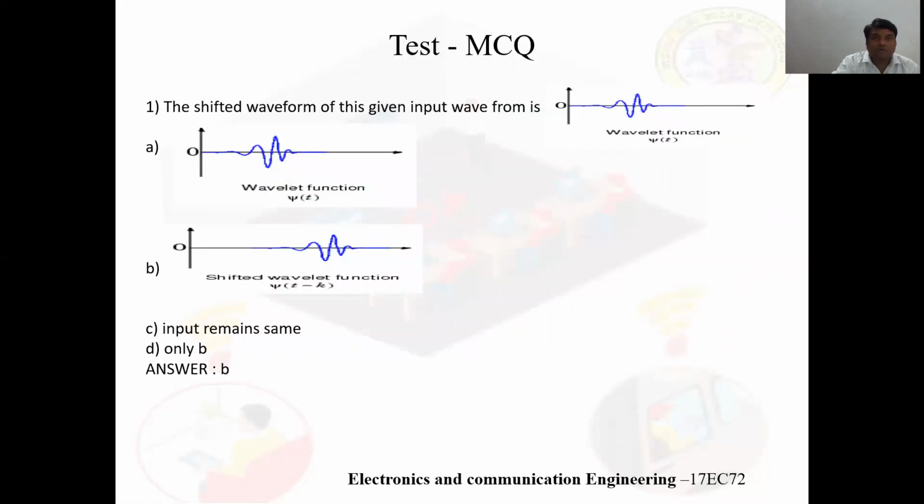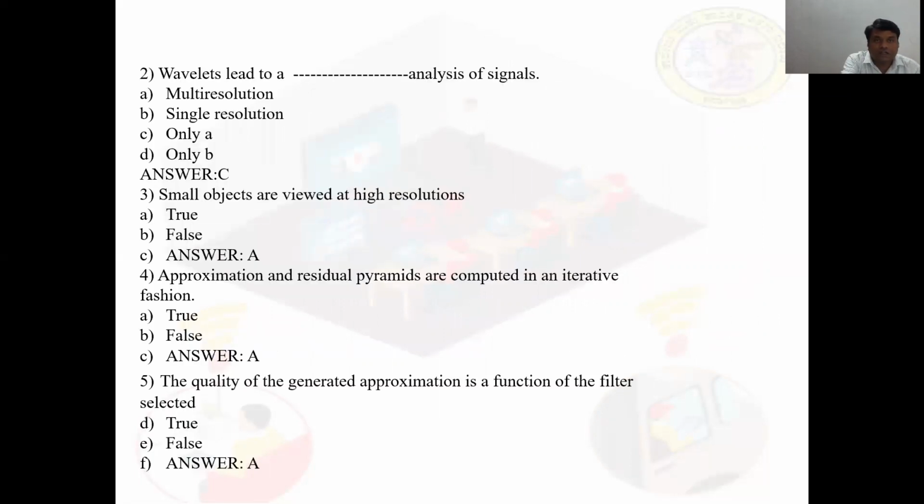We will go through multiple choice questions. The shifted waveform of the given input waveform is B. Wavelets led to multi-resolution analysis of signals. Small objects are viewed at high resolutions.